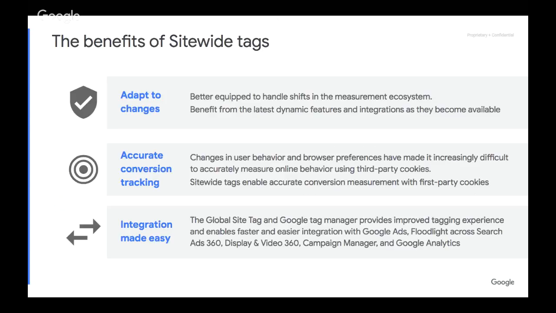There are various benefits to site-wide tagging. Like I mentioned, you'll be able to adapt to changes in the ecosystem as Safari and other browsers update. Any changes we make in the back end will dynamically update, so you won't need to re-implement the code. It will also allow for complete and full measurement, so complete accurate conversion tracking and no loss of conversion data. And it's also very easy to use. With Google Tag Manager and all of our Google products, we're merging them all into one global site tag so that you can place all the tags in one place.